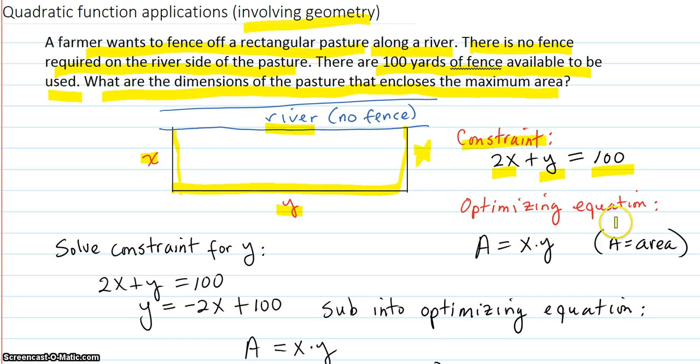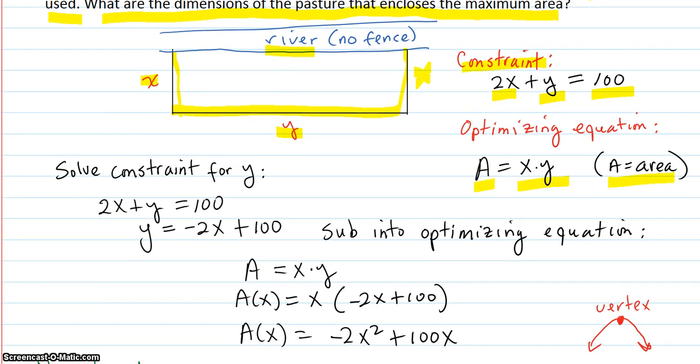The optimizing equation is the area equals x times y. That's the area of a rectangle, x times y. So A is called the area. So we're going to follow the procedure.